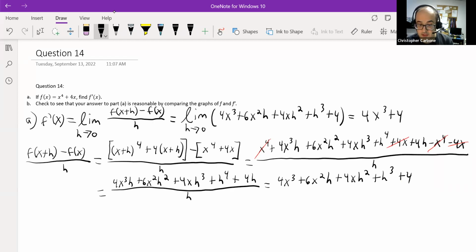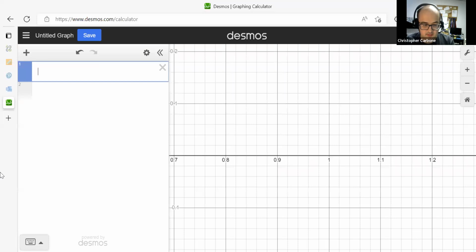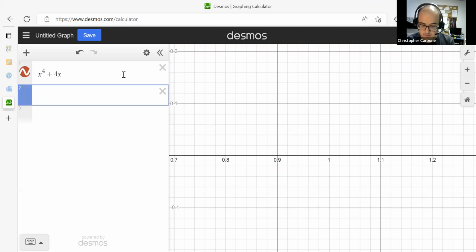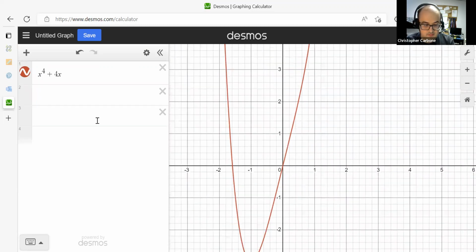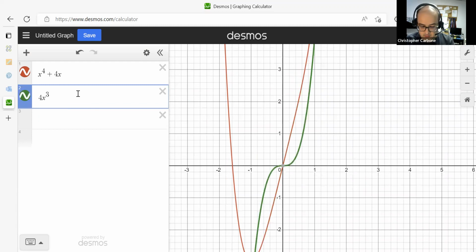And to compare those graphs, let me pull up Desmos for this. Our original function was x to the fourth plus 4x. And let me zoom out so we could see that. There we go. And the derivative we just found, which was 4x cubed plus 4.